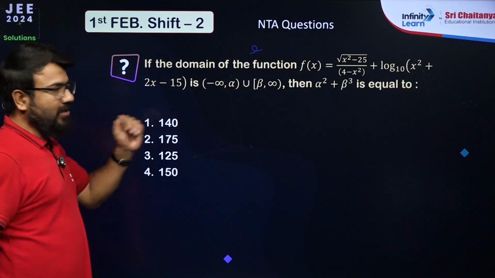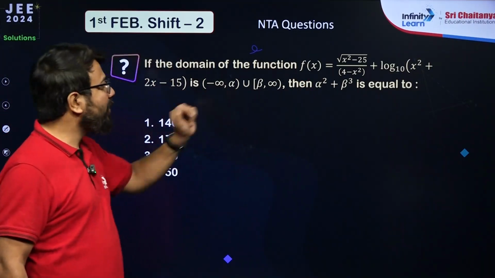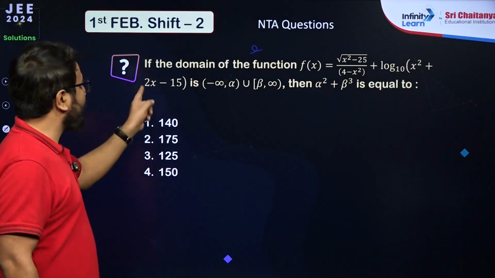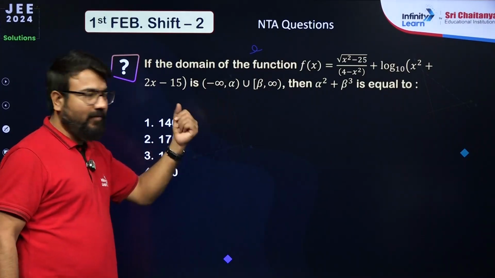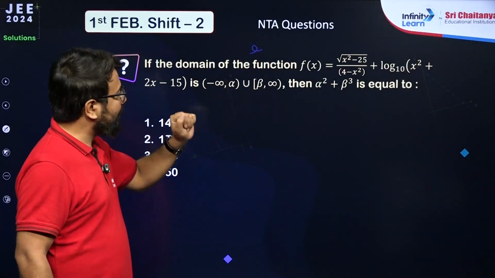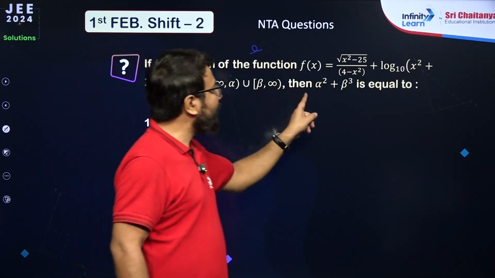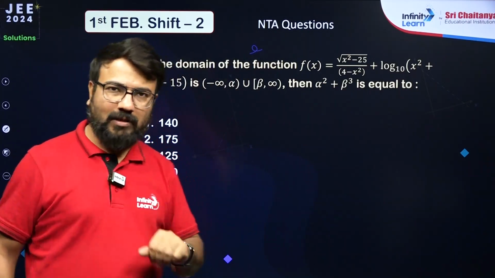If the domain of the function f(x) = square root of (x square minus 25) divided by (4 minus x square) plus log of (x square plus 2x minus 15) to the base 10 is (minus infinity, alpha) union [beta, infinity), where alpha is in the open interval and beta is in the closed interval, then we need to get the value of alpha square plus beta cube. How to do this question?